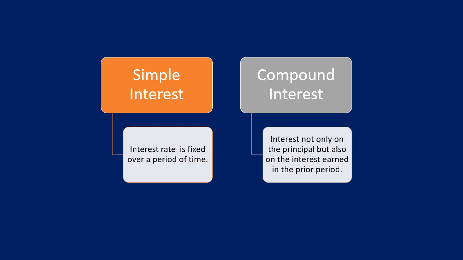There are two kinds of interest that we will be talking about, the simple interest and the compound interest. What is simple interest? Simple interest is one wherein the interest rate is fixed. Take note of that. Fixed over a period of time. Whereas for the compound interest, you get the interest not only on the principal, but also on the interest earned in the prior period. I will illustrate the differences between these two interests in the next slide.